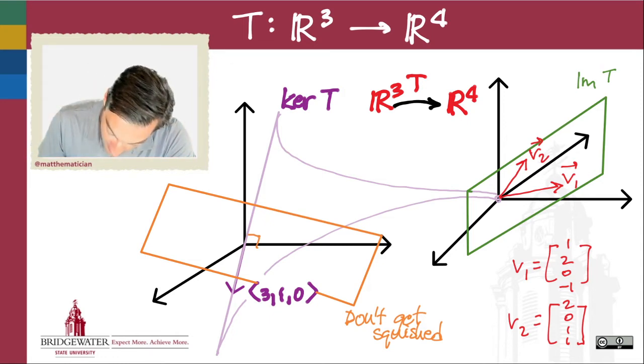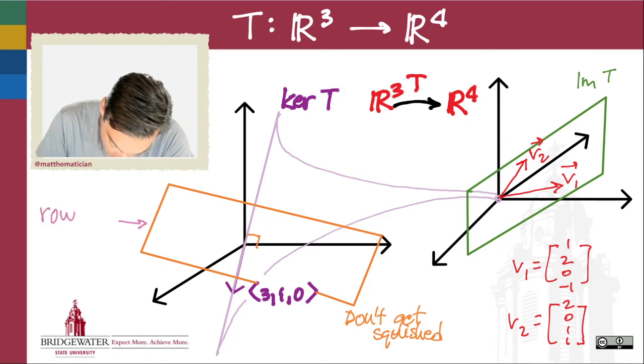And my linear transformation from this orange space back here, which we didn't give a name to, but I'm going to do it anyway, just because. We call this the row space of my linear transformation.